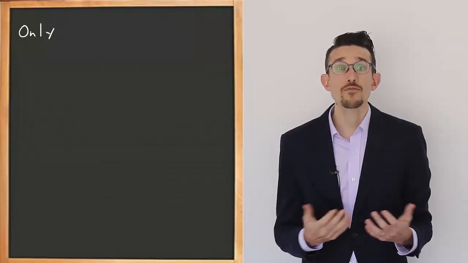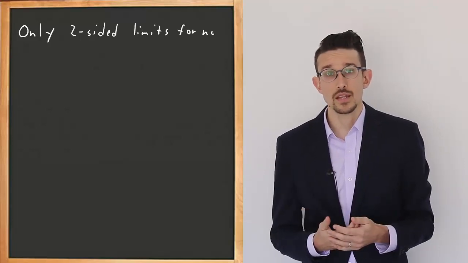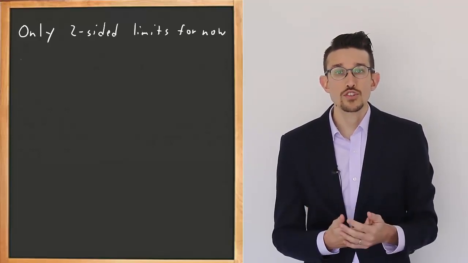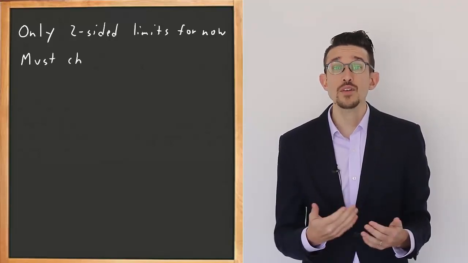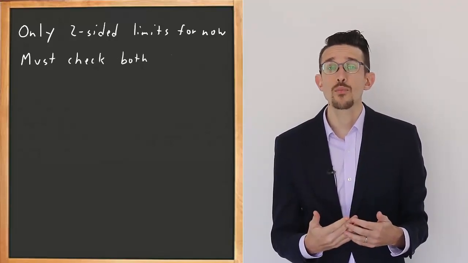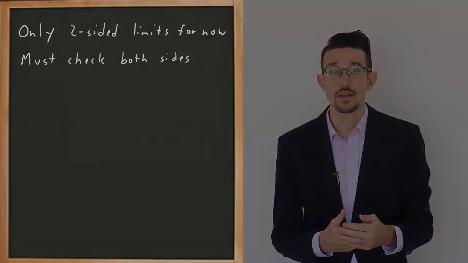The next important thing for us to consider as teachers is that there are two-sided and one-sided limits. Now, as we're teaching our students this concept for the first time, we're probably going to focus only on two-sided limits, but that means we need to stress to our students how important it is that the value approach from both sides, not just one side.